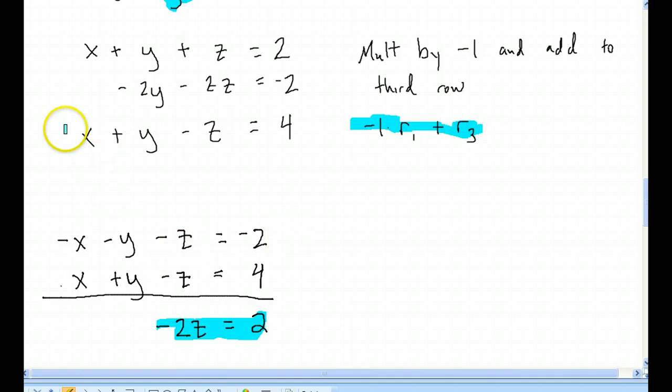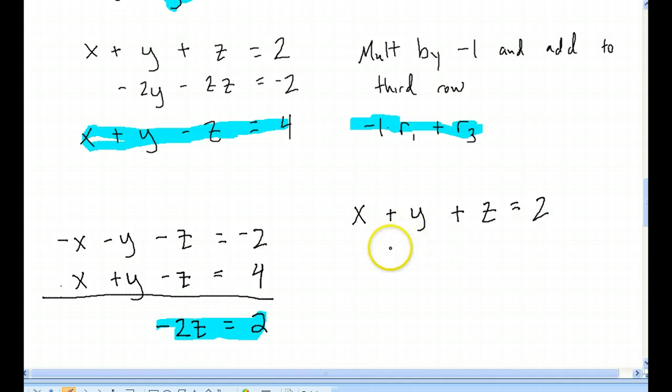I'm going to take that and I'm going to replace it with the old r3. Alright, I'm going to replace that in the equation. Now what's that going to give me? It gives me x plus y plus z equals 2, negative 2y minus 2z equals negative 2. Alright, and then this is all we have left of the third equation. So negative 2z equals positive 2.